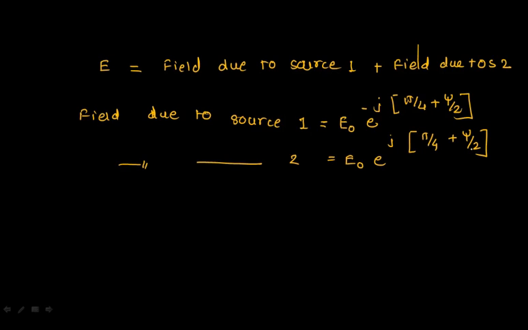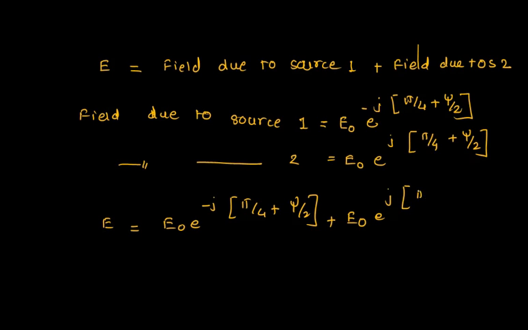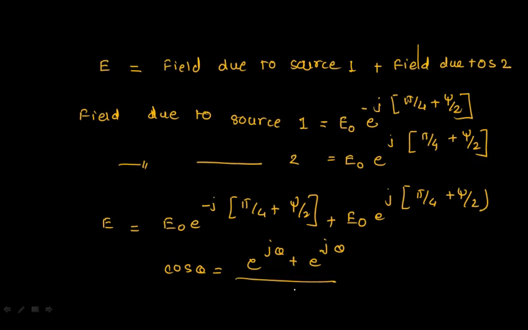Now I need to add these two things to get the total field. So the total field E is equal to E0 e raised to minus j, pi by 4 plus psi by 2, plus E0 e raised to j, pi by 4 plus psi by 2. Now I can say this is in the form where cos theta is equal to e raised to j theta plus e raised to minus j theta, divided by 2. So 2 cos theta is nothing but e raised to j theta plus e raised to minus j theta. So my equation is in that form. Now I'll put all those things into that equation.